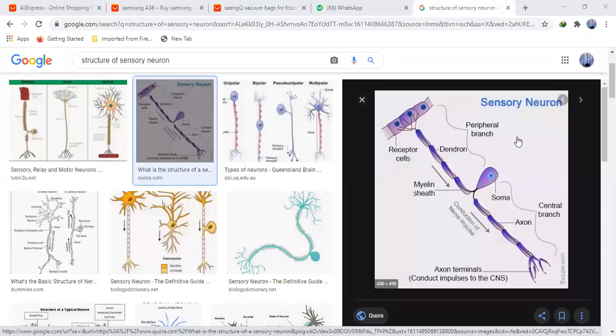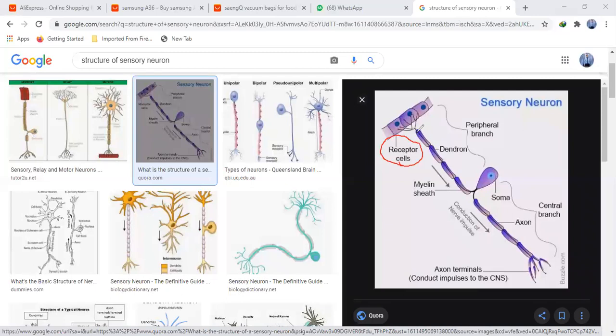See the picture of this sensory neuron. It's a sensory neuron. Where can this be found? It can be found in the receptor cells. Where can you find the receptor cells? The receptors are in the sensory organs.